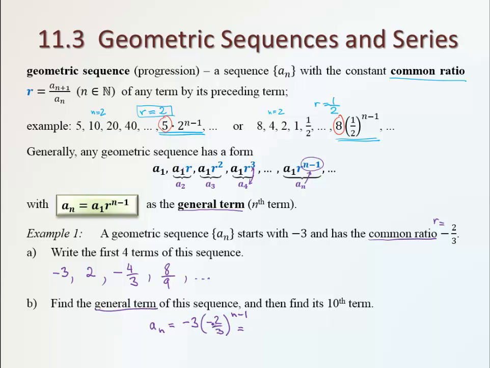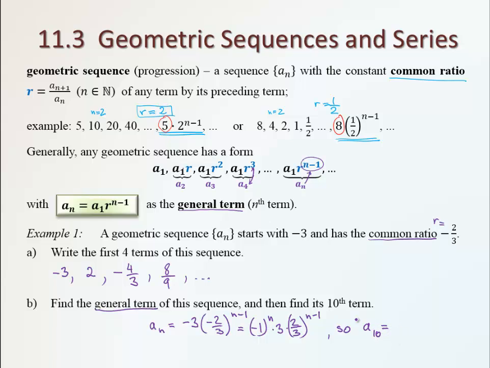So altogether we could write this sign as negative 1 to the n rather than n minus 1, and then we don't use negatives anymore. So this term could be seen as negative 1 to the n times 3 times 2/3 to the n minus 1. So we can use this formula and figure out what a10 is.